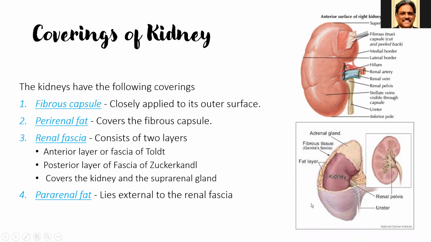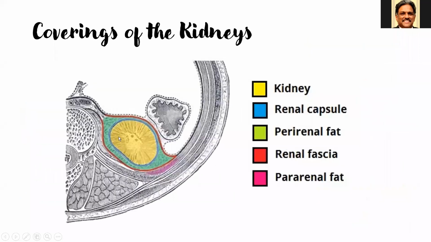The layers fuse with each other from laterally to medially, and superiorly they enclose the adrenal glands, and inferiorly the renal fascia is weakly fused around the ureter. The significance of it being weakly fused in the lower aspect, we will come to later. Then the 4th layer is the pararenal fat, which constitutes the main portion of the retroperitoneal fat.